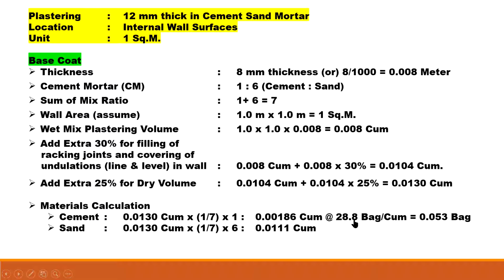Then this multiplied by 28.8 bags per cubic meter, we get 0.053 bag. Then sand. The total dry volume of the cement sand mortar, 0.0130, divided by the sum of the proportions, multiplied by the sand proportion 6. That is equal to 0.0111 cubic meter. This is for the base coat.